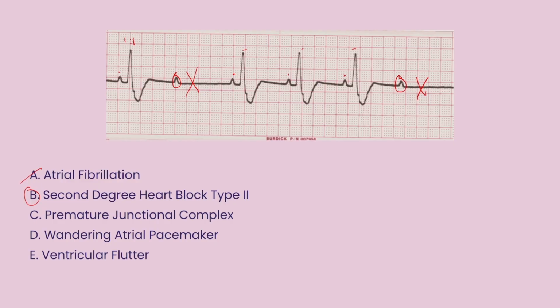AFib, expect that chaotic waveform. PJC, we would see narrow QRS coming early in the pattern. Wandering atrial pacemaker, our P waves would look different. And ventricular flutter, we would see more wide QRSs, and it would just appear differently than this does as well.